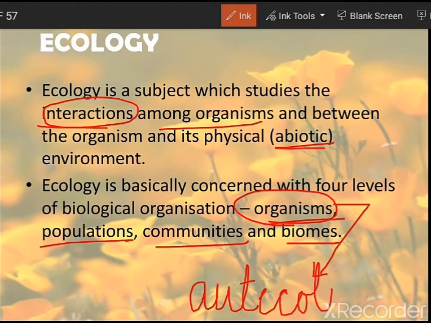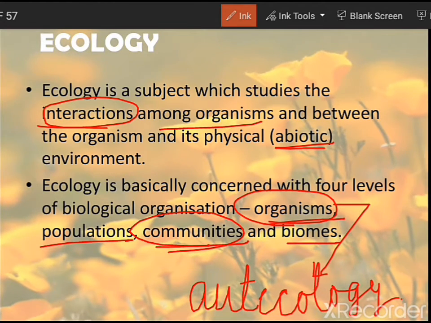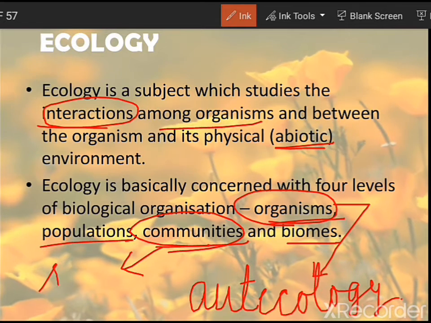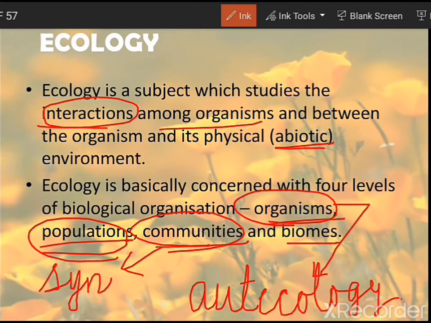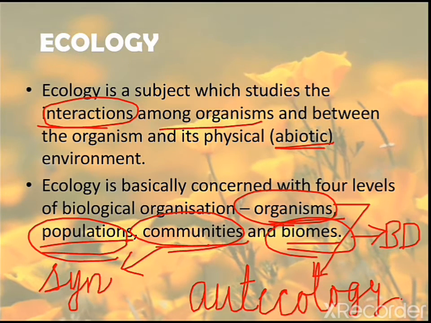Now if we study ecology at the organismic level, then it is known as autecology. And if we are studying at the community level, then it is known as synecology. And if you're studying it in terms of population, then it is known as demography, and at the biome level it is known as biodiversity, which we will be discussing in the upcoming chapter.